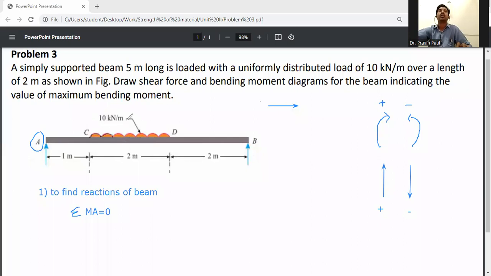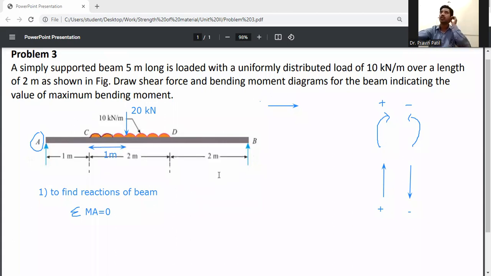Where should it be acted? At 1 meter from C. So this 20 kN load is acted at the center of C to D. So we have converted this UDL load into a point load, 10 into 2, that is 20 kN. At what distance will it be acted? From C, it will be 1 meter.